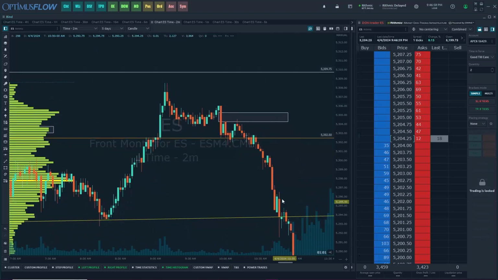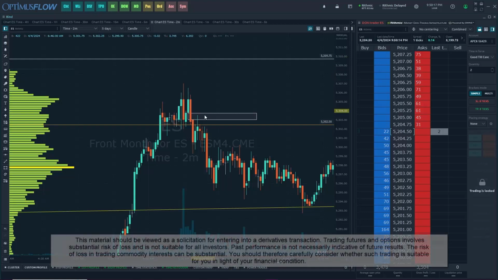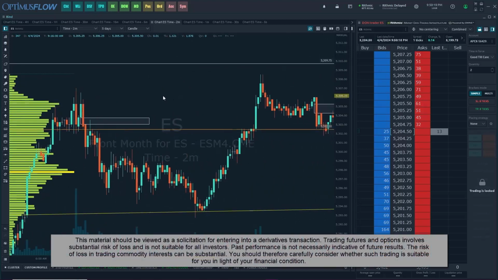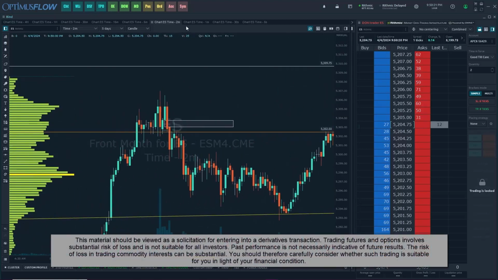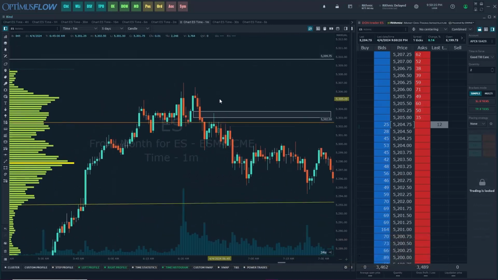a continued move down. Fair value gaps appear on all time frames. So these that I noted were on the 2-minute chart. On the 1-minute chart, you can see there's obviously more candles, but what that's going to do is change the wicks of the neighboring candles. So if you were trading a 1-minute or a 5-minute, it's going to look different.